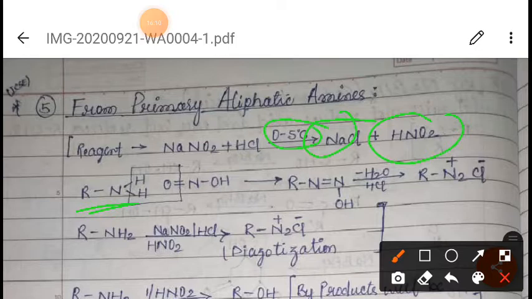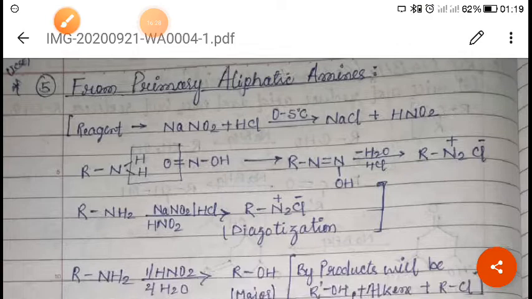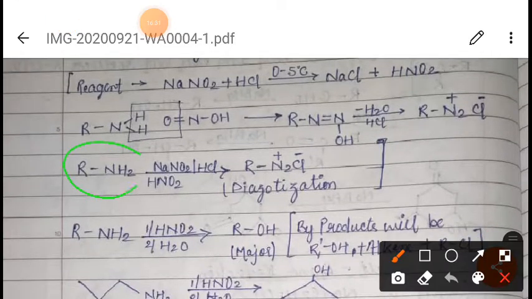At that time, this hydrogen and this oxygen will combine and form like this, as you can see here, right? And when we further hydrolyze this, it will form RN2 positive and Cl negative. Next, in this case, here also again NaNO2 plus HCl, when we are using in presence of HNO2, it will again form RN2 positive plus Cl negative. This is called diazotization, right?